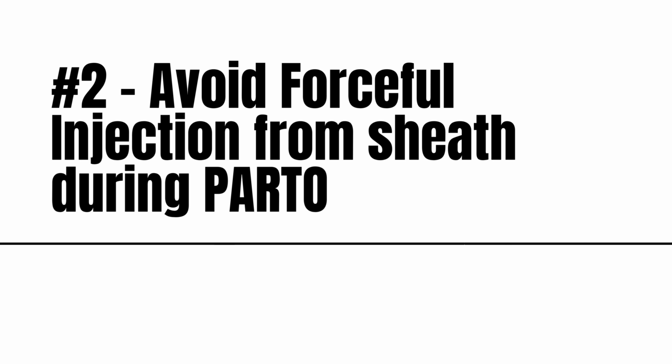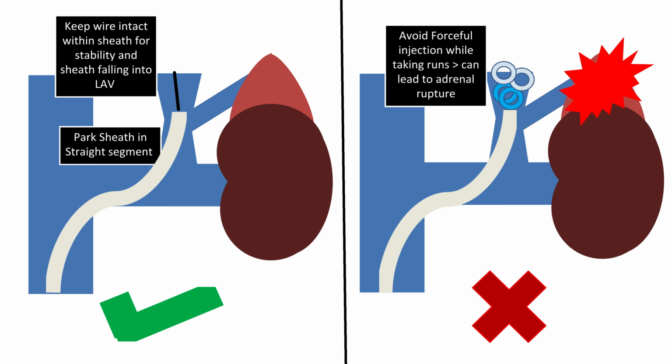Another point to consider is that because there is a close association of the adrenal vein with the inferior phrenic vein, we should be avoiding forceful injection of contrast from the sheath during PARTO placement. So, in fact, while performing PARTO, two things need to be taken into consideration. A, the sheath should be parked only in the straight segment, and prior to placement of the plug, the wire should remain deployed within the sheath for stability of the sheath so that the sheath does not fall back into the adrenal vein. Importantly, forceful injection of contrast from the sheath should be avoided. What this can do is lead to increased pressure of the adrenal vein and lead to adrenal rupture.